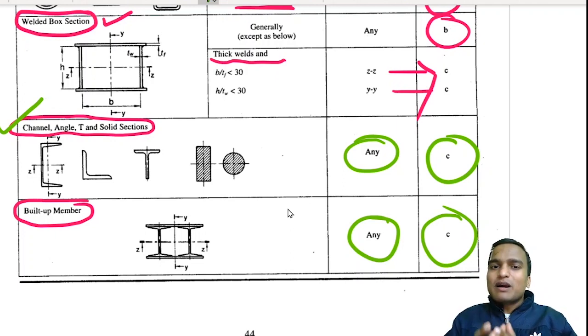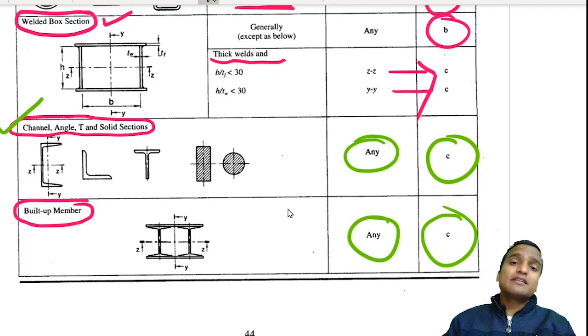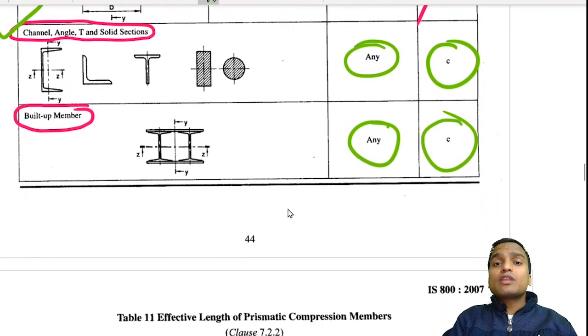And for these buckling classes, we get the value of imperfection factor from table number 7. And then we directly go to table number 9. But for table number 9, we have to know the value of slenderness ratio. And slenderness ratio is calculated with the help of effective length and radius of gyration. Radius of gyration you can get from the steel table or the tables given at the end of the IS code. But what about the effective length?